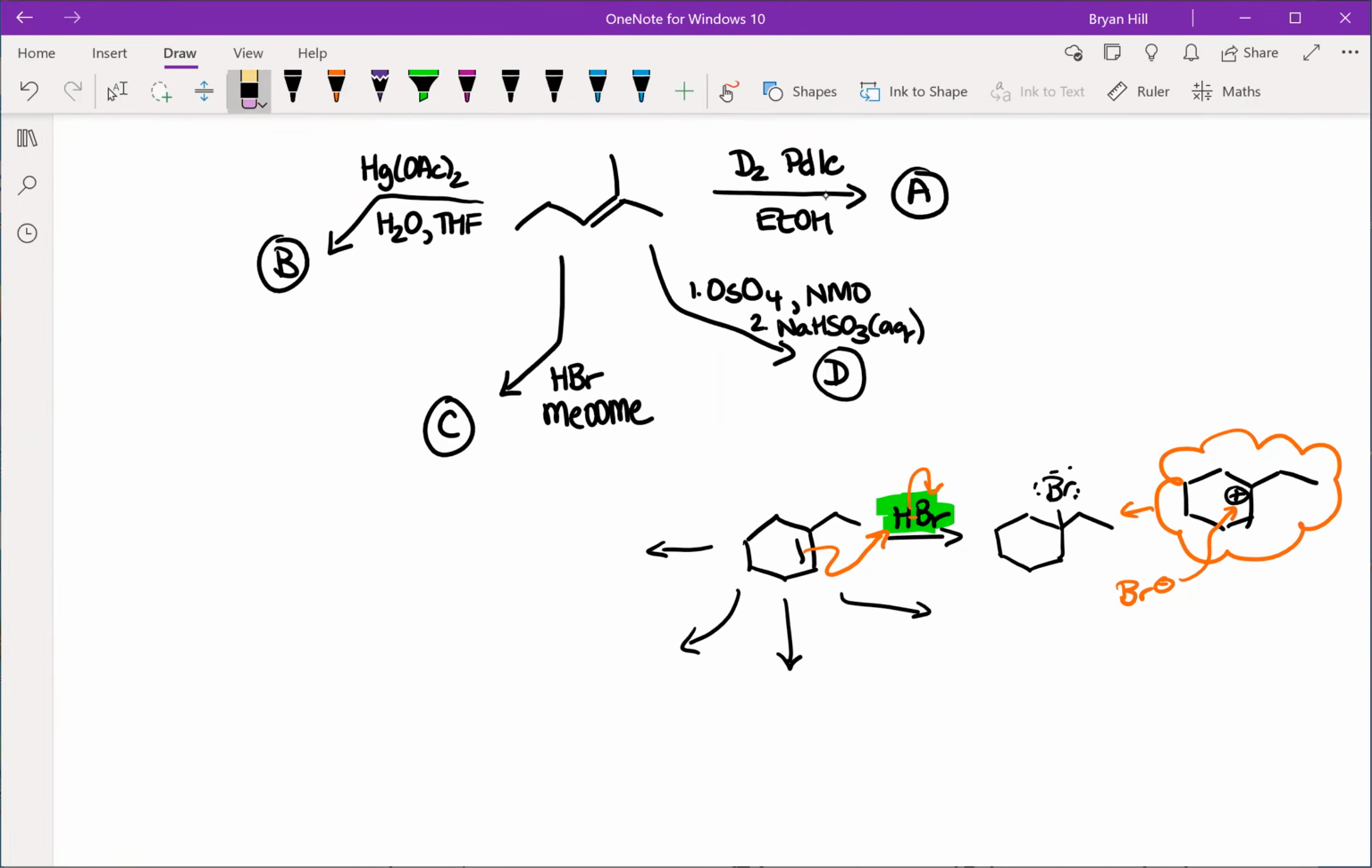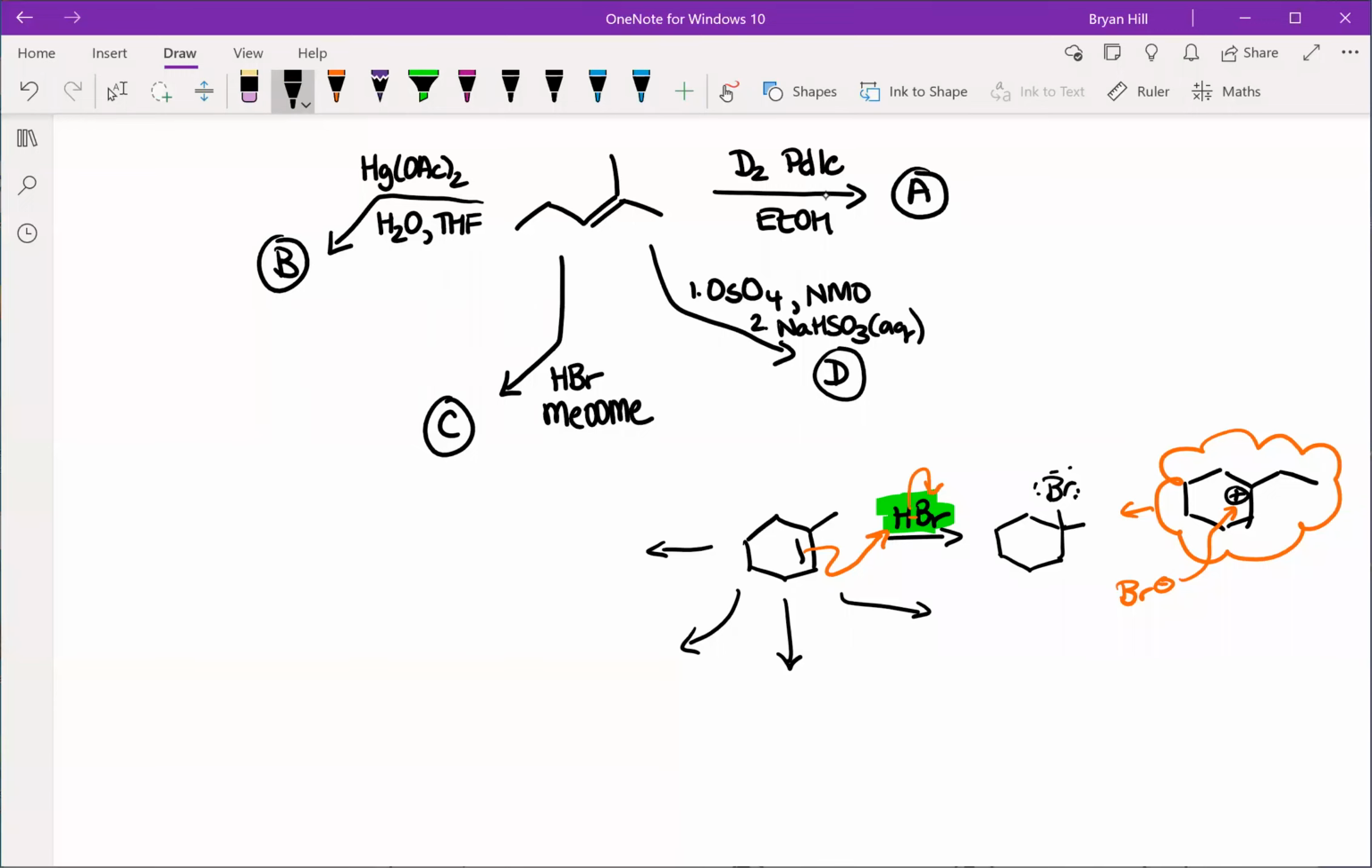I'm actually going to erase this little carbon here just to make it a little bit easier. For each one of these reactions, when you make your little map, just try to remember exactly what the mechanism was as to why we did that.